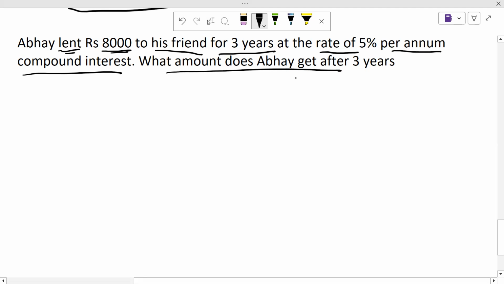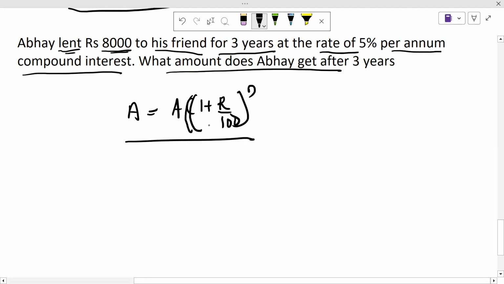So what is the question? The principal amount given is 8,000, time is 3 years, and compound interest rate R is given as 5%. So we need to find that amount directly. Actually, what is the amount? The amount is equal to A = P(1 + R/100)^n. This is our formula for the calculation of amount.